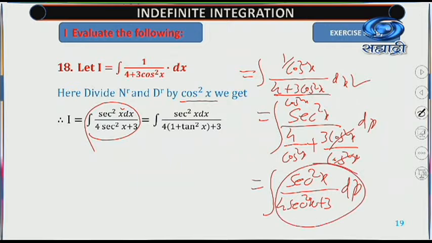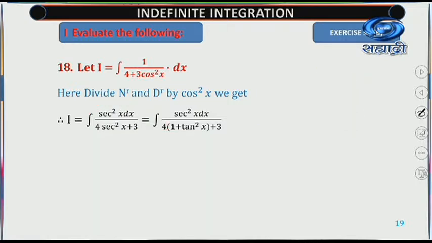Next step is to substitute for tan square as sec square minus 1, or 1 plus tan square as sec square x. So that substitution is here. What is the substitution? The substitution is sec square x dx as it is, 4 as it is. Then this sec square x you can write as 1 plus tan square x plus 3, because 3 is there. Don't forget to write that 3.